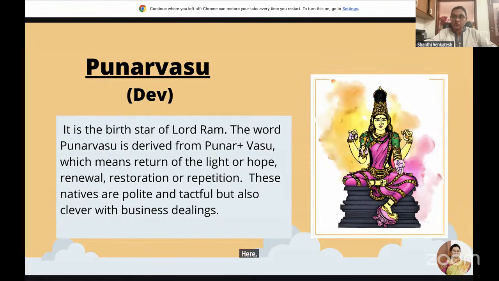Here, when you say Punarvasu, it is made up of two words, Punar and Vasu. Punar means again, return. Vasu means a ray of light or hope. So, after the destruction of Aridra, we have the nakshatra of Punarvasu. Here we are talking about light, hope, the return of light, the restoration, reputation. So people who belong to Punarvasu Nakshatra, if you see, they're very polite, tactful, very clever in business.